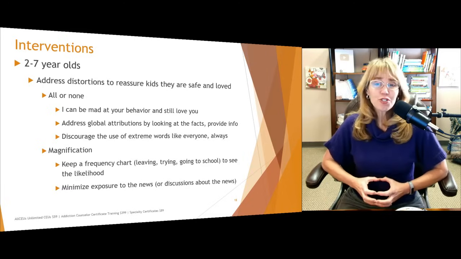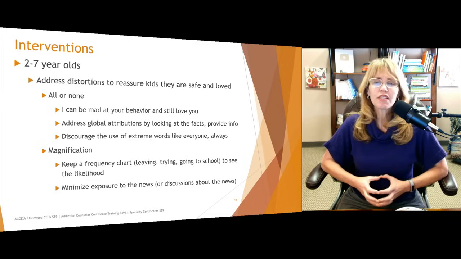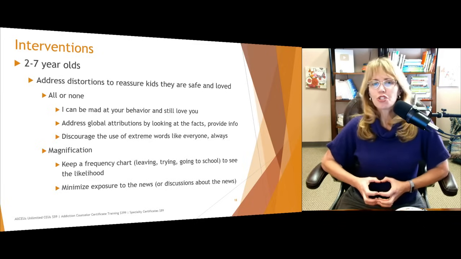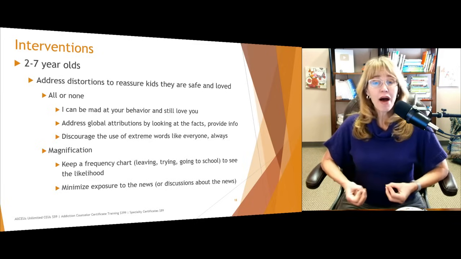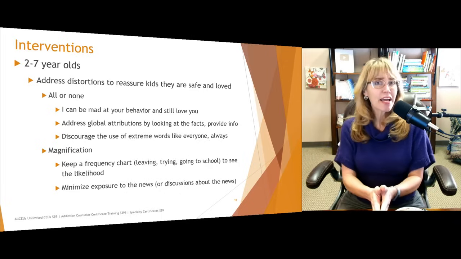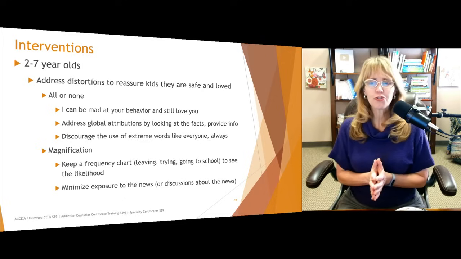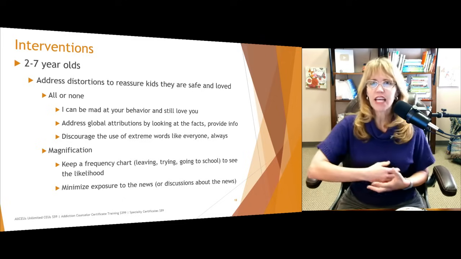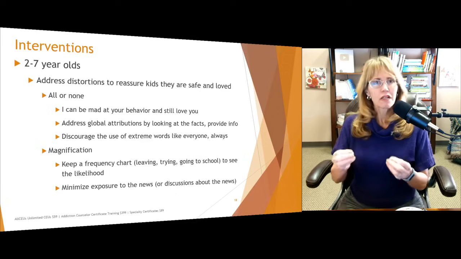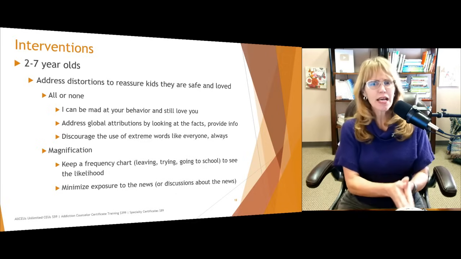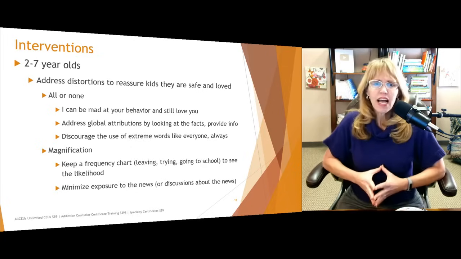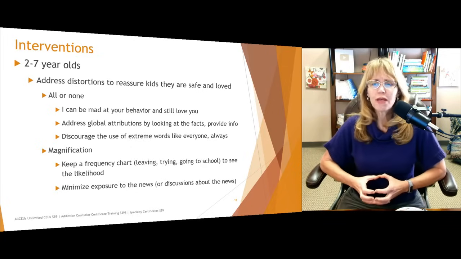Address cognitive distortions to reassure children that they're safe and loved. So the all or none thinking, reminding them, I can be mad at your behavior and still love you. Address global attributions by looking at facts. If they say all dogs are bad, okay, well, let's look. Are there any exceptions to that? And try to discourage the use of extreme words like everyone or always.